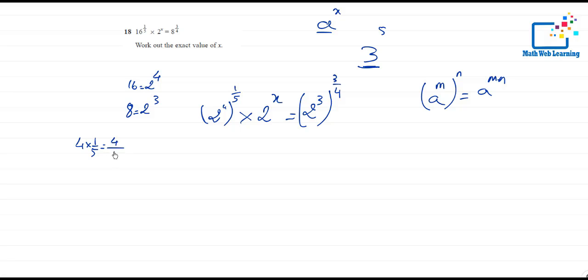You multiply as if you are multiplying fractions. You don't have to do all this working out. It will give you 2 to the power 4 over 5 times 2 to the power of x. Nothing happens there. And the other side, we're going to do 3 times 3/4. I'll write it down here, but you don't have to, just to illustrate. You do 3 times 3 is 9 over 4. So the answer is 2 to the power 9/4.